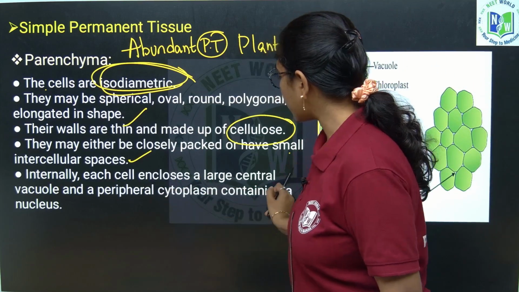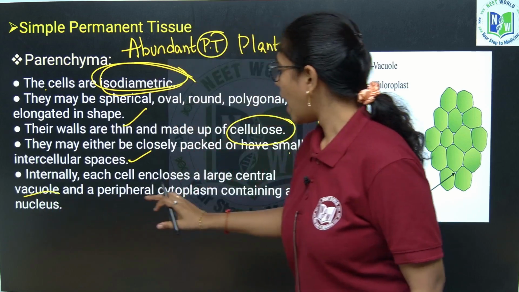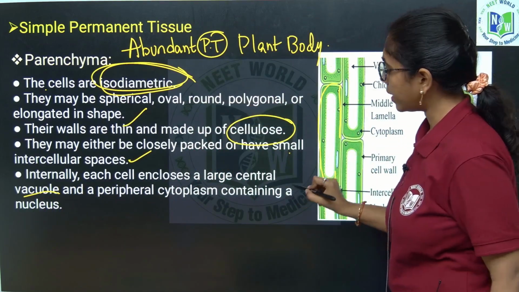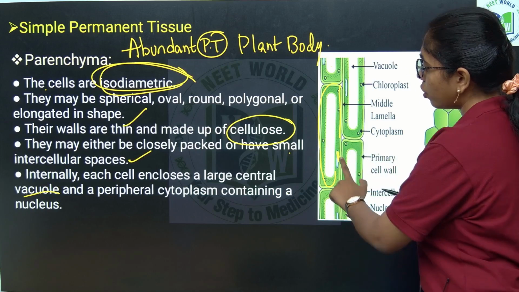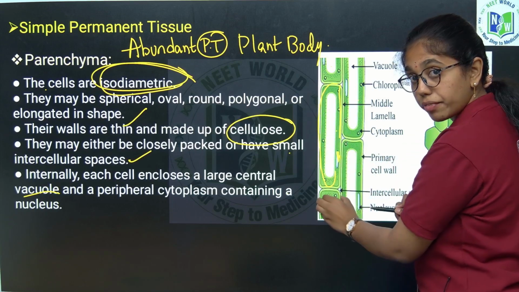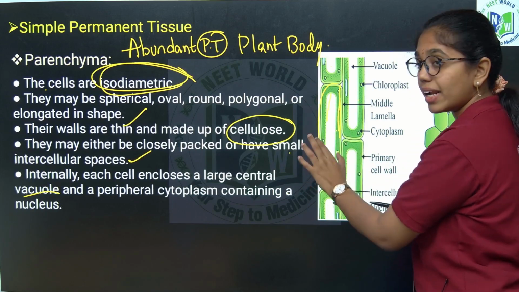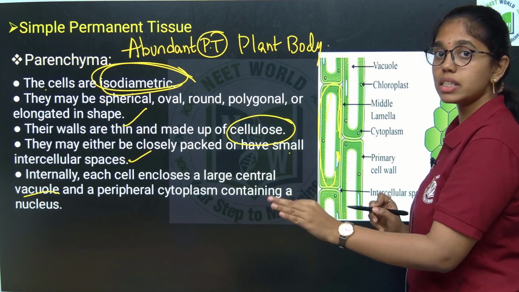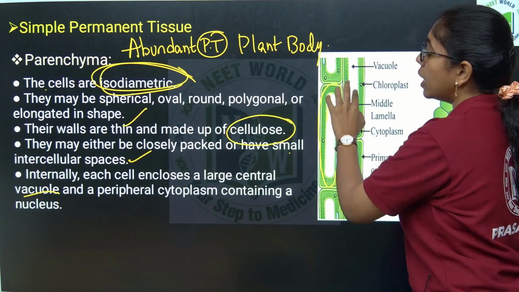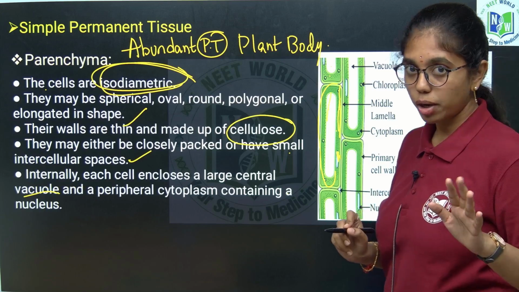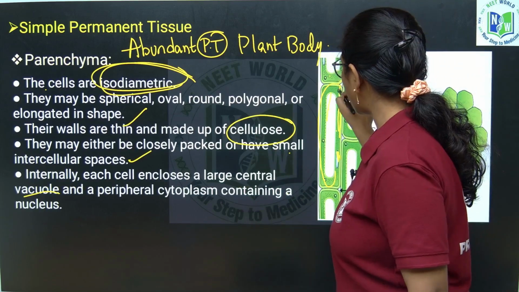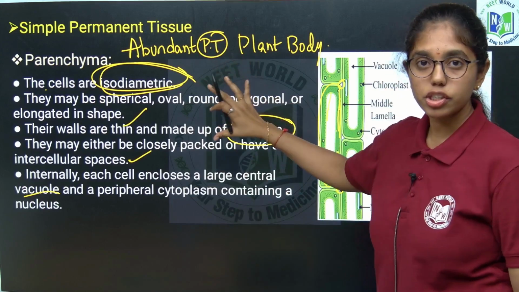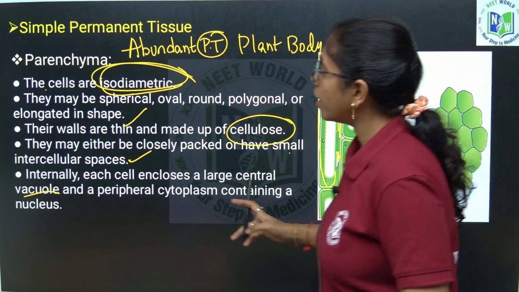Internally, each cell encloses a large central vacuole and peripheral cytoplasm, and they contain a nucleus. Nucleus and cytoplasm are at the peripheral region. Centrally, they have an elongated vacuole. They are covered by a thin cellulose cell wall, and intercellular spaces may not be present at all, or thin intercellular spaces are possible. These are the structural features of parenchyma that you have to remember.